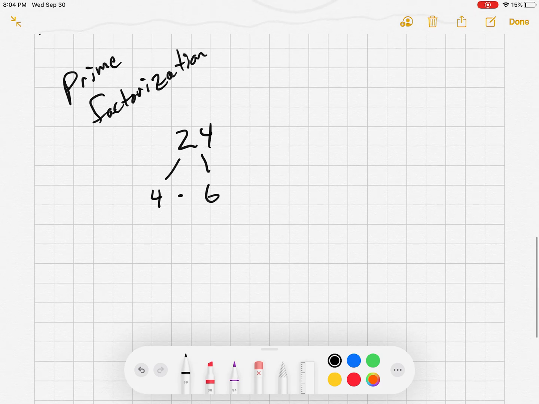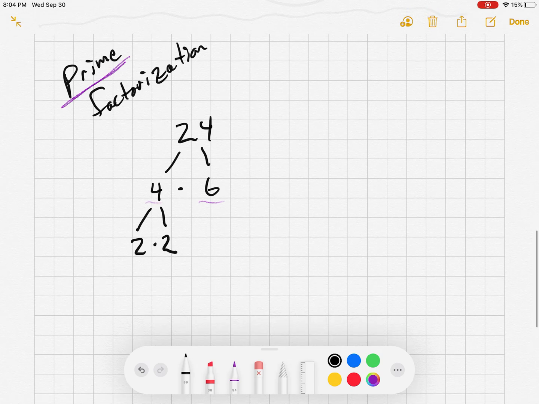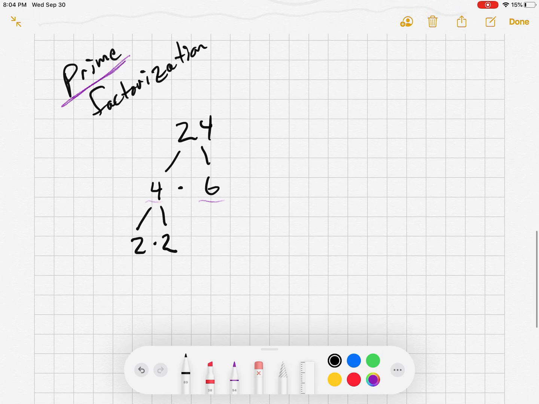Now what I'm doing is I'm going to continue to break down these numbers until I only have prime numbers left, okay? So I look at the 4, and what do I notice? Well, 4 is not prime, so I'm going to break it down until I get to primes. 2 times 2 are factors of 4. Now keep in mind, I'm really taking 2 times 2 as another way of writing 4. I still need to multiply it by 6. And what I'm doing is I'm looking for the prime numbers of 6. The prime numbers of 6 are 2 and 3.